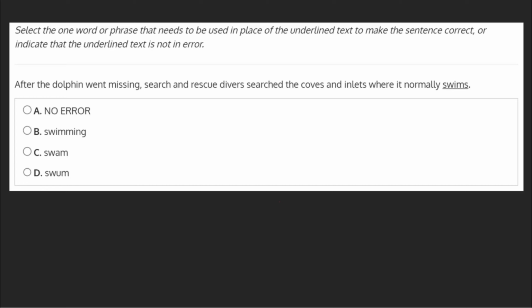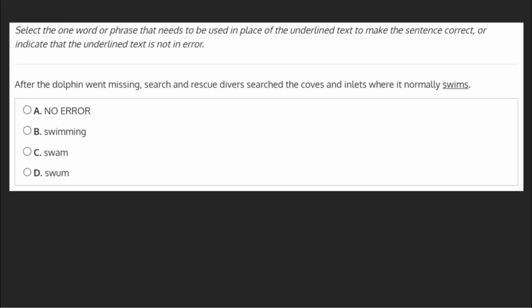Select the one word or phrase that needs to be used in place of the underlined text to make the sentence correct, or indicate that the underlined text is not in error. After the dolphin went missing, search and rescue divers searched the coves and inlets where it normally swims.